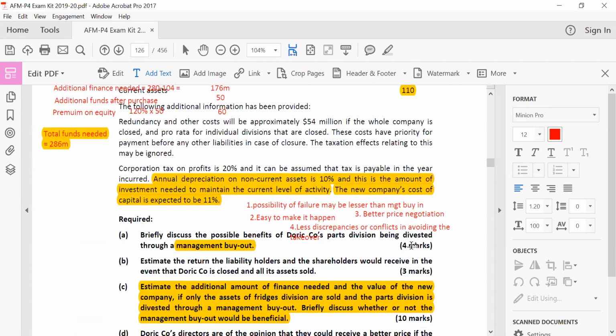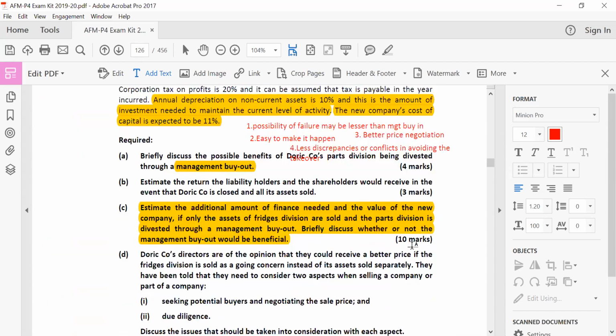The requirement says to estimate the value of the new company and what? Briefly discuss whether or not the management buyout would be beneficial. So over here, we can see that there has been an increase in the value of the company and that the management buyout will be beneficial. There's been a value of 460.89 million. Huge benefit. Right.